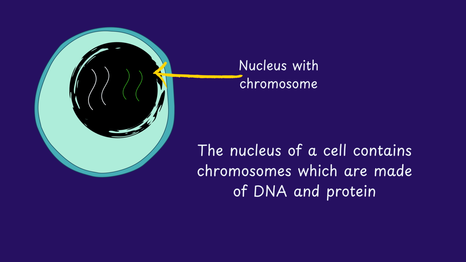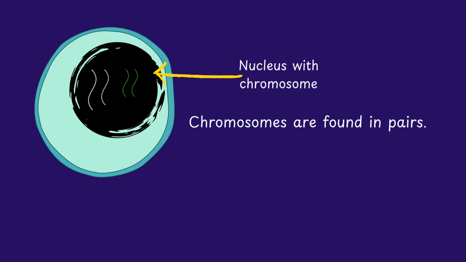The nucleus of a cell contains chromosomes, which are made of DNA and protein. Chromosomes are found in pairs. So for example, if we're looking at us human beings, the pair come about from our mother and our father, the sex cells, the sperm cell and the egg cell, right? So there are 23 pairs of chromosomes in our body cells, and one set came from mom, the egg cell, and one set came from dad, from the sperm cell.